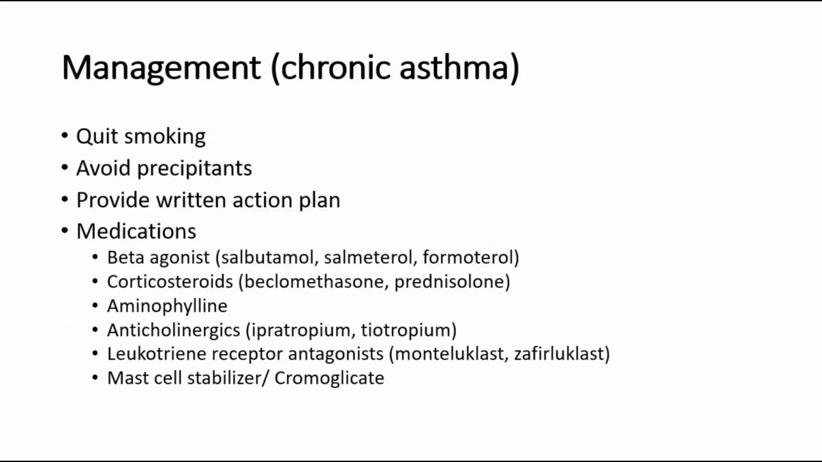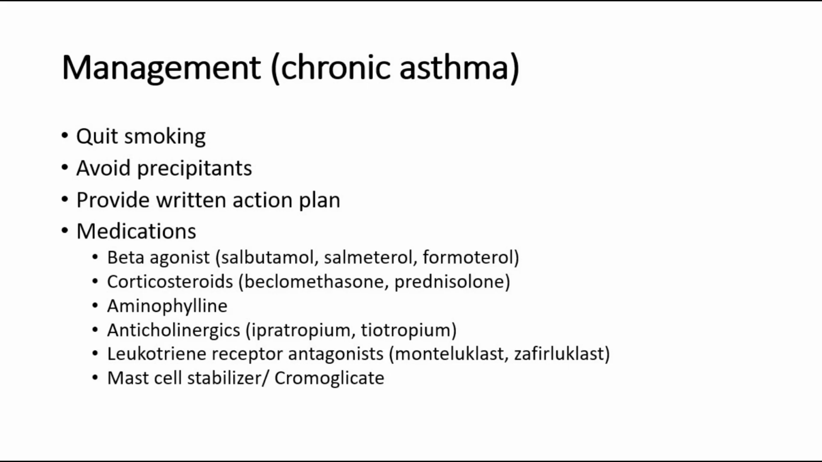Whereas for chronic asthma management. We advise the patient to quit smoking if there are smokers. We also educate them to avoid the precipitants in their house. For example, avoid people who are smoking, and also clean their bed sheets regularly or remove any pets from their house that could have precipitated their asthma. Provide a written action plan so they know what to do if they have another attack.